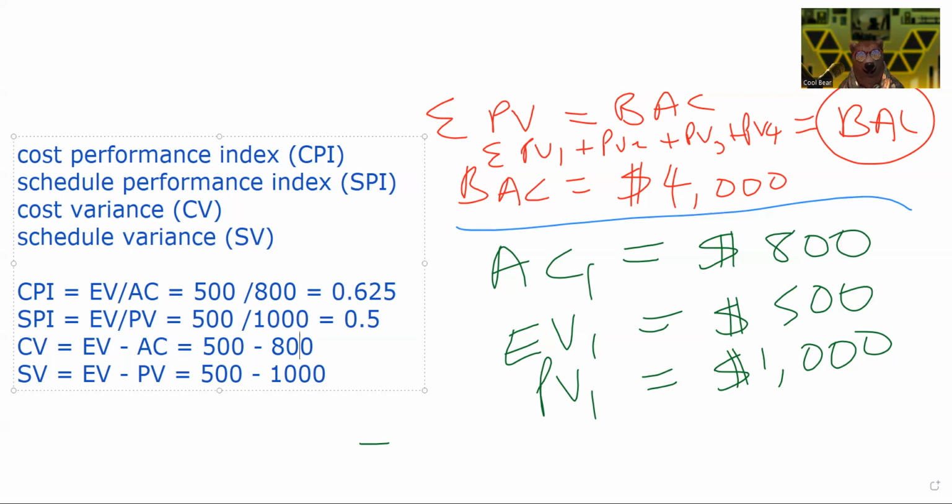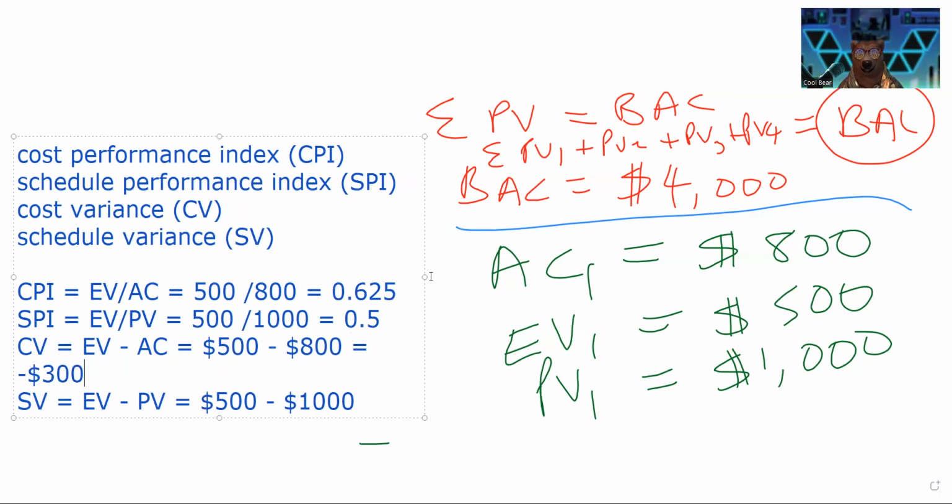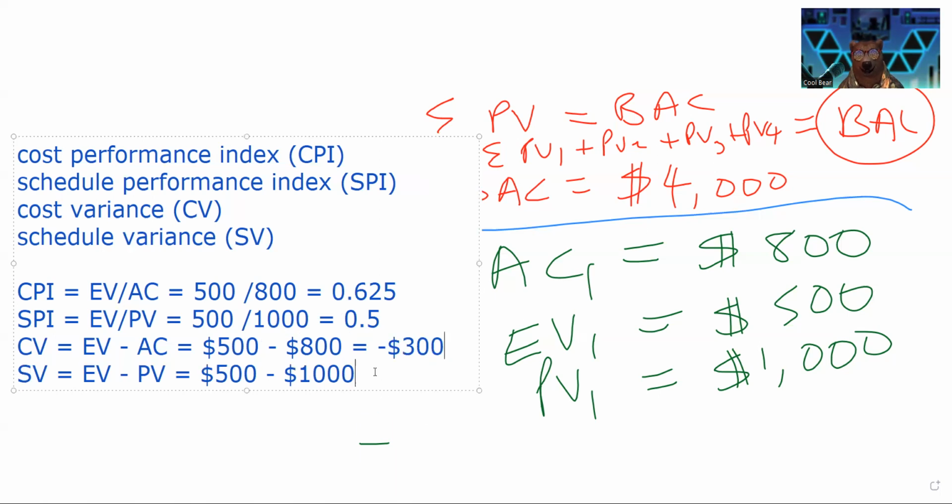The cost variance, remember, these actually have dollar signs. The reason why we didn't put dollar signs on the CPI and the SPI is they would cancel anyway. But if we put all this in, we can see the cost variance is minus 300. And the schedule variance is minus 500. So what does all this mean?